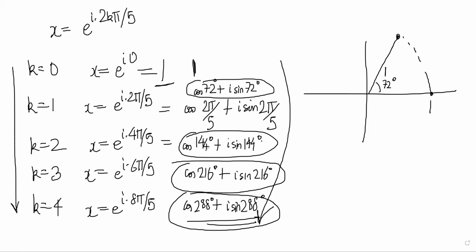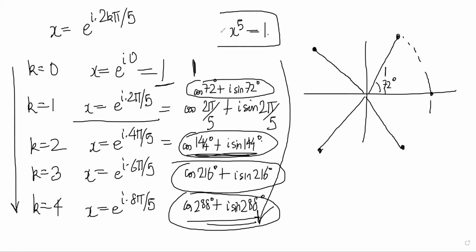The next complex number is making 144 degrees, so somewhere here, length 1. The next one is making 216 degrees. And the last one is making this 288 degrees, right? So you get 5 different numbers, all of which satisfy x power 5 is equal to 1, right? So these are your 5 roots.